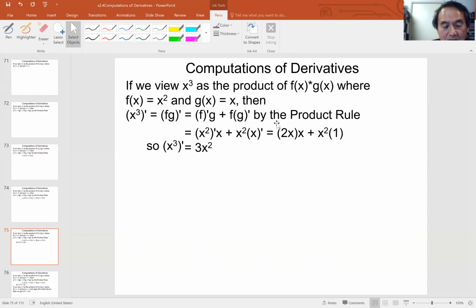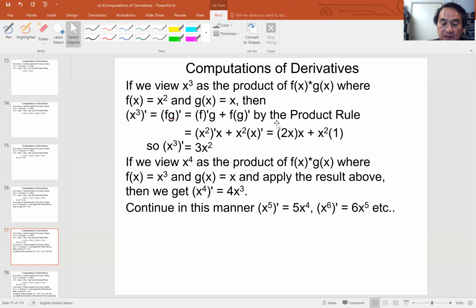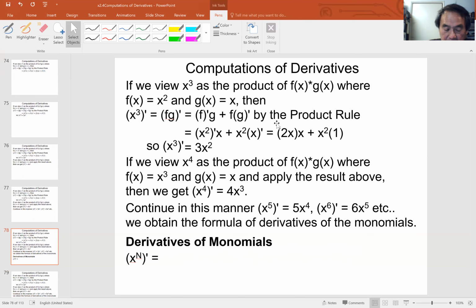If we sit back and keep going, x to the fourth, x to the fifth, the pattern starts coming out. If you do x to the fourth, you get 4x to the third power, and it keeps going. Look at it for a while, and we realize the derivative of x to the nth power is n times x to the n minus 1. Take the power and subtract 1.